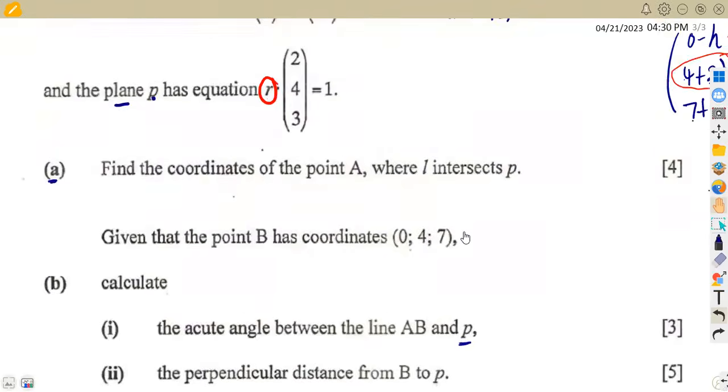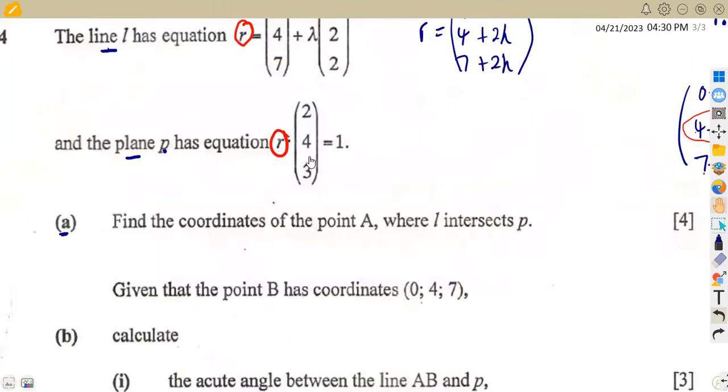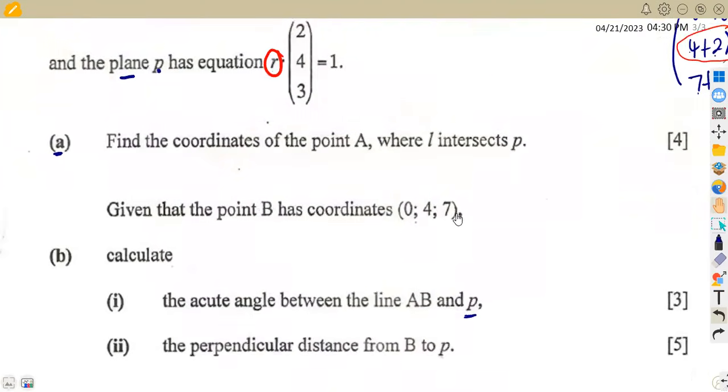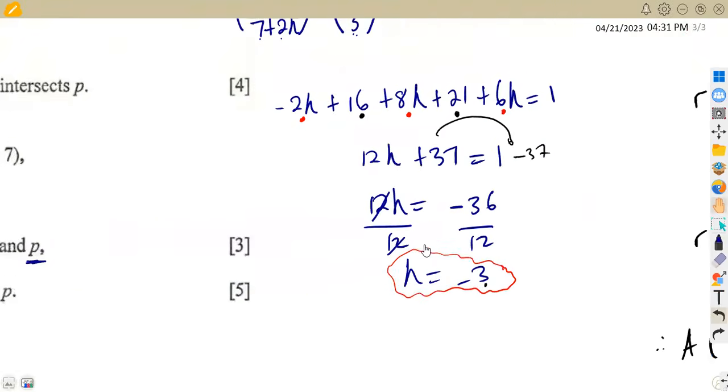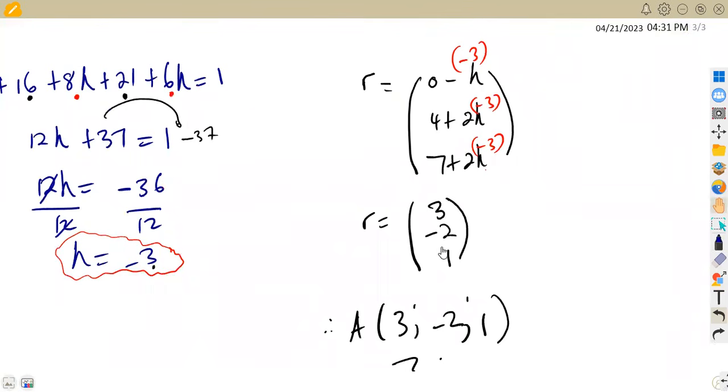If you take note here, P is our plane. We are supposed to calculate the acute angle between the line AB and the plane P. All right, I want you to check something here. This is our B item 1. We calculated before the point A, which means if you got this point wrong, it is going to affect everything. For you to obtain AB, you need the point A.